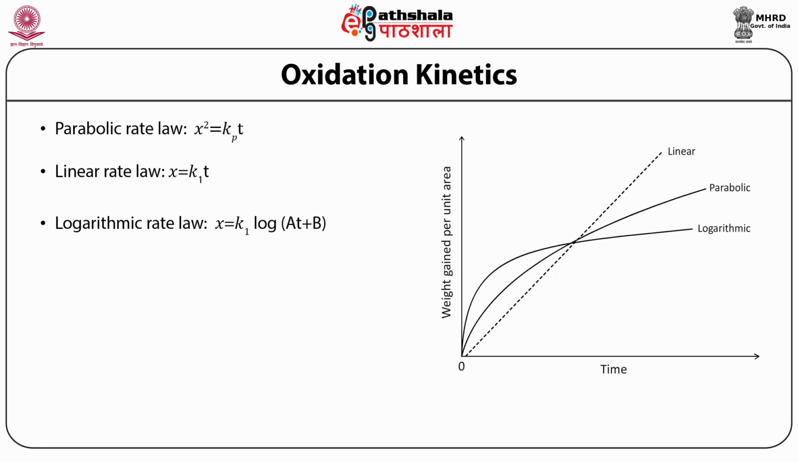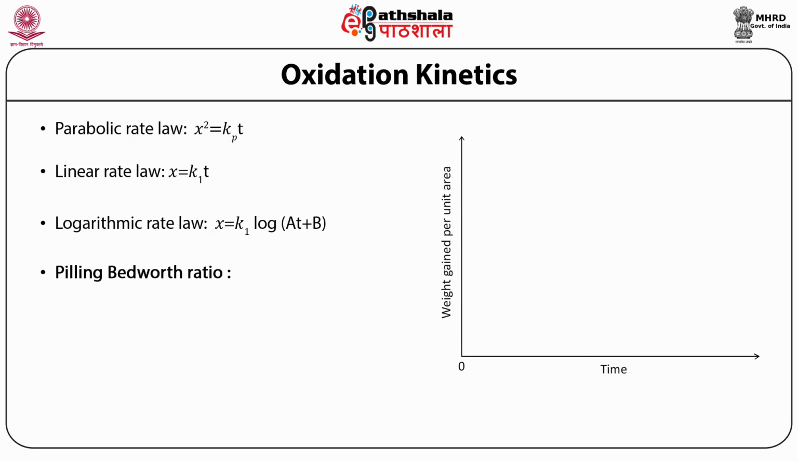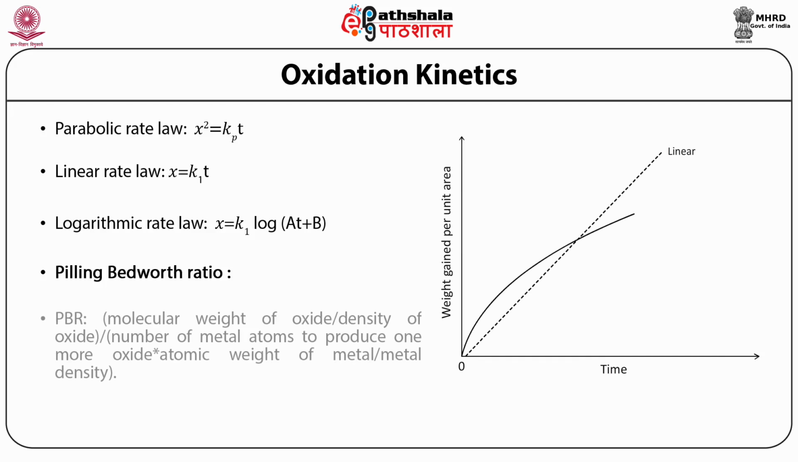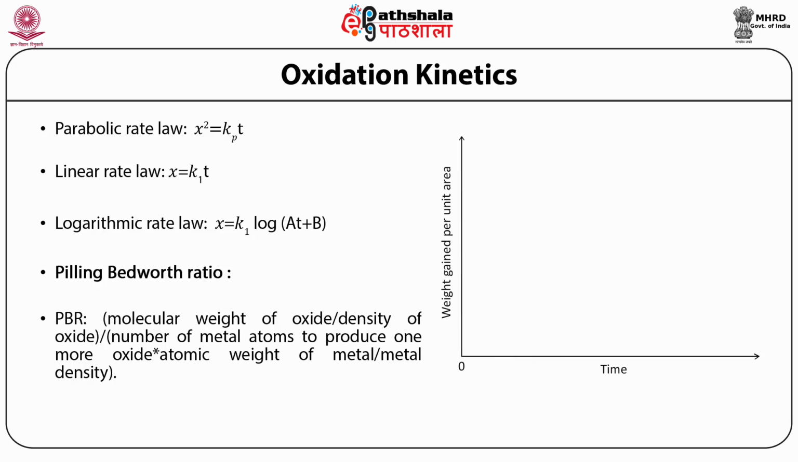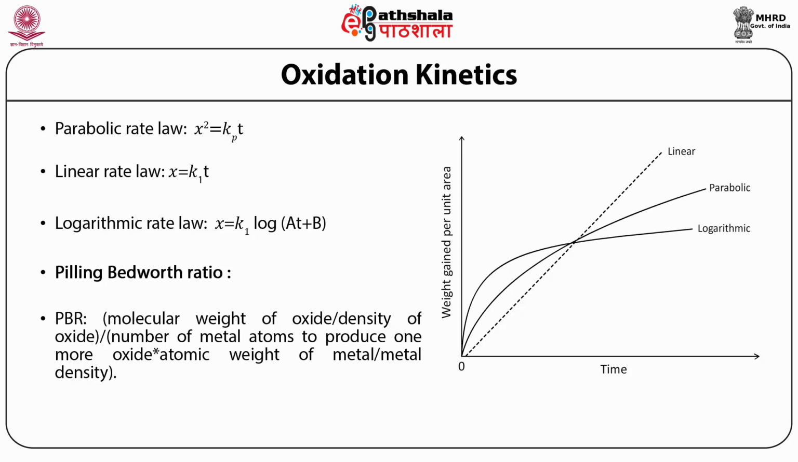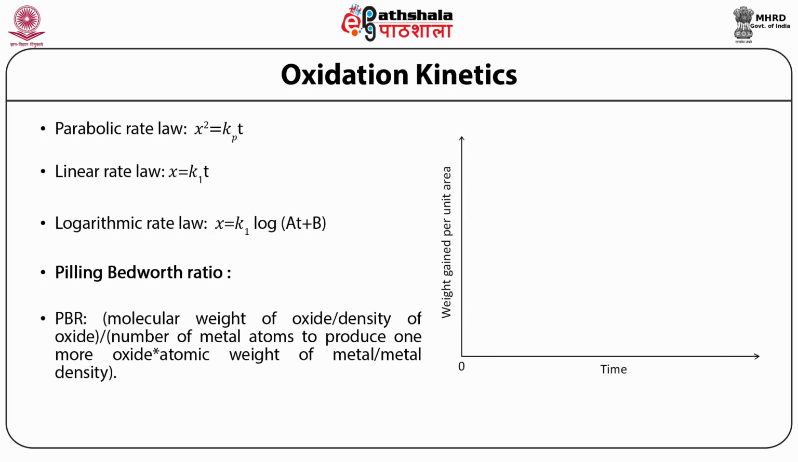The next concept which we are going to see is the Pilling-Bedworth ratio. The effectiveness of the coverage of the surface by the oxide is given by the Pilling-Bedworth ratio, which is the ratio of the volume of the metal oxide to the volume of the metal from which it is formed. One can derive the mathematical relationship for this once the densities of the oxide and the metal are known, as well as the number of metal atoms in one formula unit of the oxide.